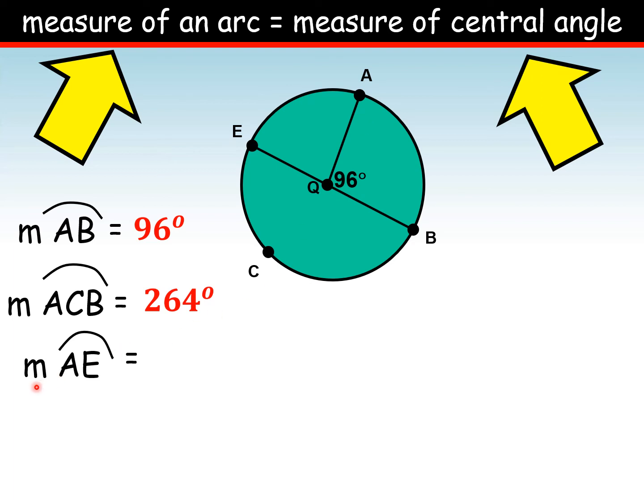And to determine measure arc AE, so we all know that this one is a semicircle, so 180 degrees plus 96 to be subtracted from 360, so the remaining arc here will be equal to 84 degrees.